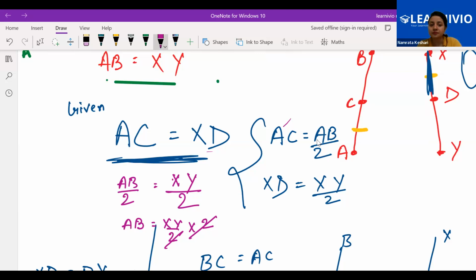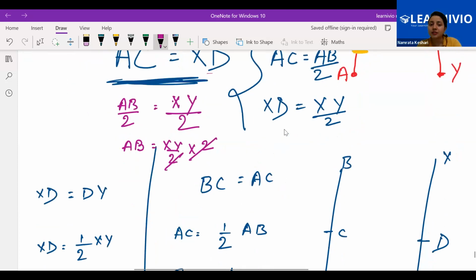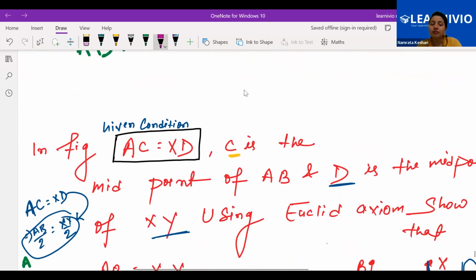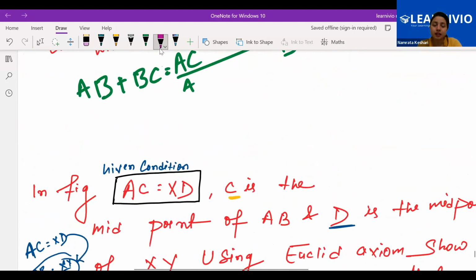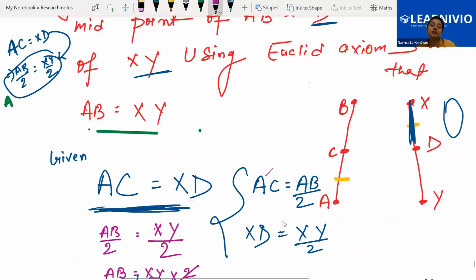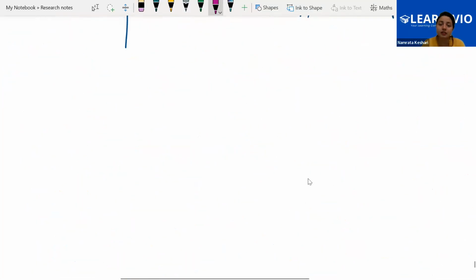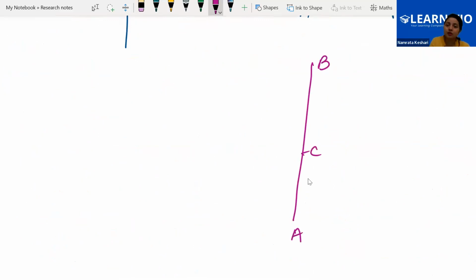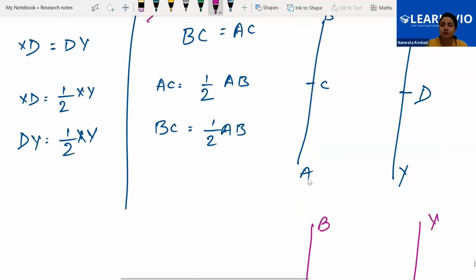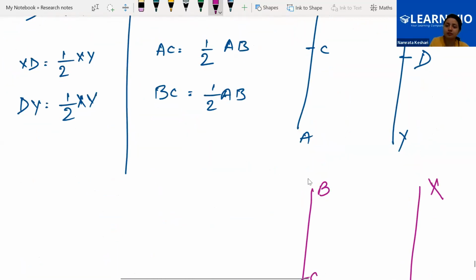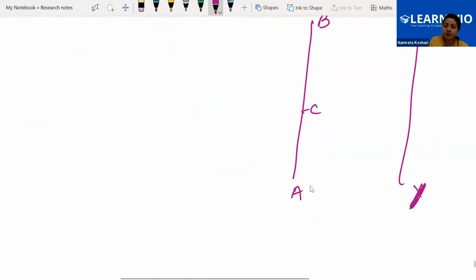So this is how we will be using the last axiom. Or we could also have used the double case. The double means the previous one, before that one more axiom is there, things which are double of the same thing. Let me take the scenario. A, B, C, and X, Y, with D. This is how we are having the line.